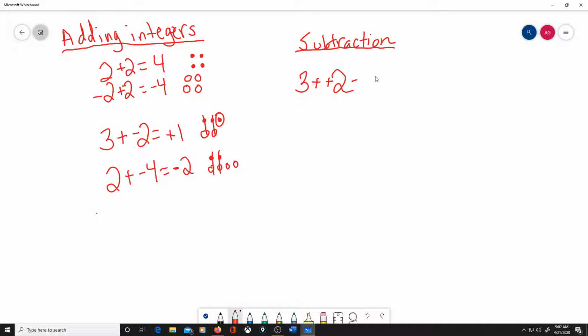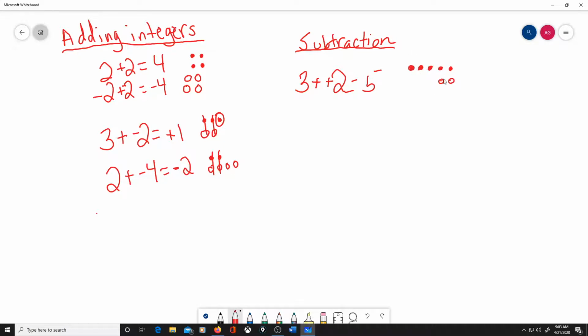Okay, and if we look at that here, we get 5. And that's because if we look at the model, what we're really looking at here is we have 1, 2, 3 positives, and we have to take away 2 negatives. The problem is I don't have any negatives here. So I have to build in some negatives by adding in some 0 pairs. So 1 0 pair, 2 0 pairs. Now I have negatives in my model, but they don't change the value of my model.